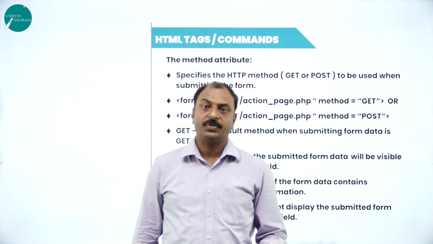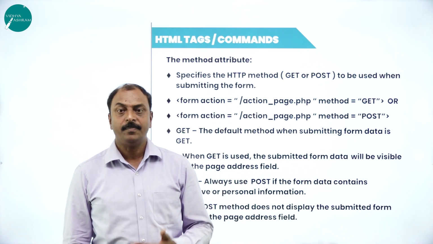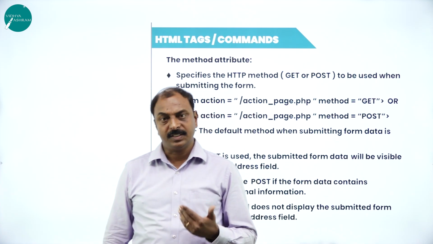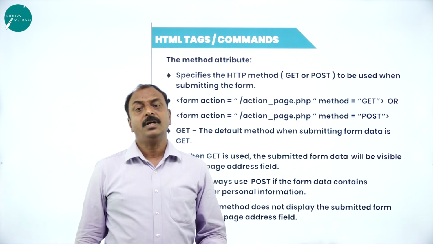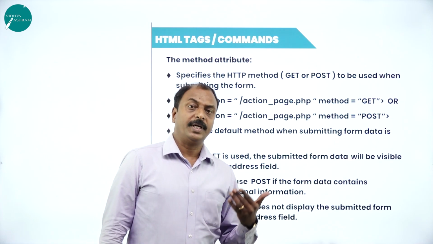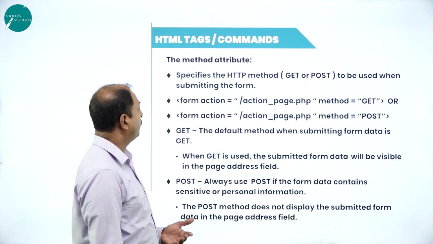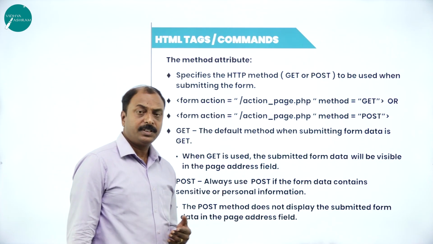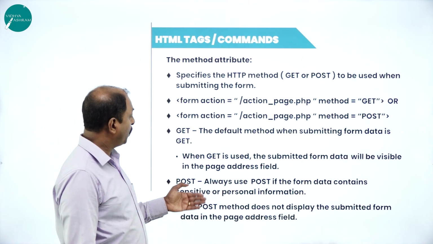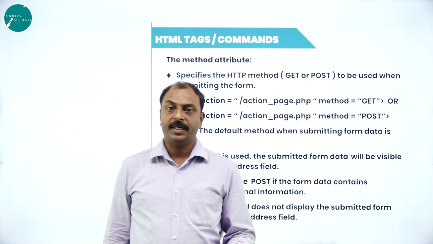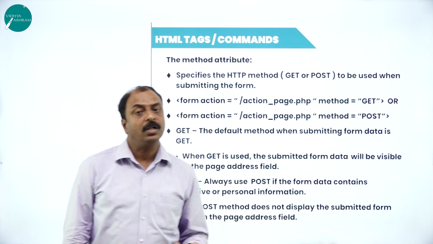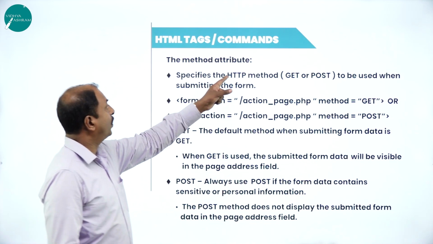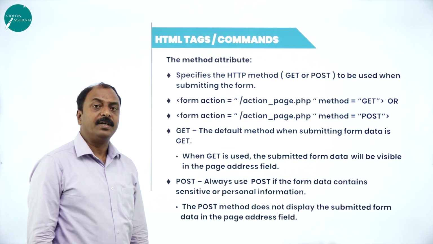Here there are two options for us. We can display the information so that it can be visible or invisible. If you want to make it visible to the user, we use the get function, or we use post if we want to make the data or the result invisible, not known to all the users. So this is the attribute that is called the method attribute.